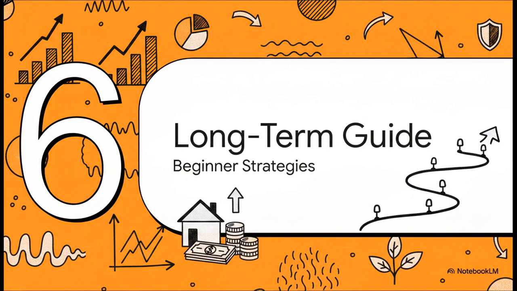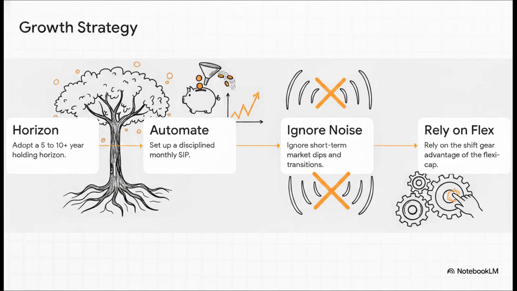And finally, Section 6, Beginner's Long-Term Growth Guide. With all this data on performance, manager shifts, and risk metrics, how do beginners actually use this to assess and build long-term capital growth? Here's your actionable roadmap. First, remember this is not a get-rich-quick scheme. Adopt a holding horizon of at least 5 to 10 years to really let compounding do its thing.